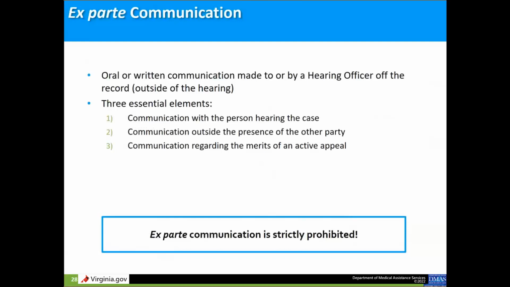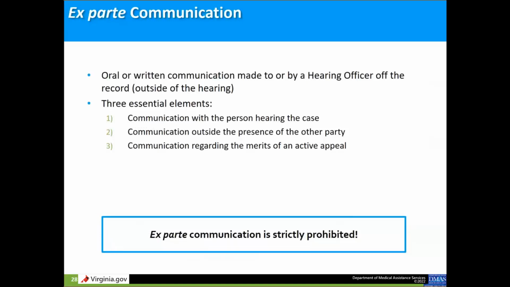Regarding communication, one point that's critical to remember is that you must never communicate directly with a hearing officer outside of the hearing itself. This is known as ex parte communication, and it is prohibited because it may have the effect of biasing the hearing officer's decision. Ex parte communication is any communication with the hearing officer outside the presence of the other party, whether it's the client or the authorized representative, and regarding the substantive aspects of the appeal.